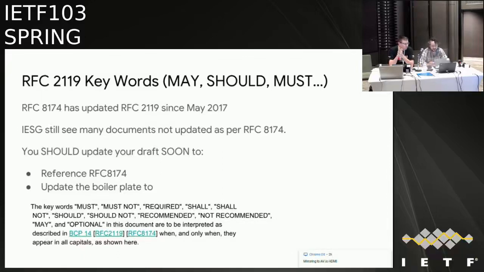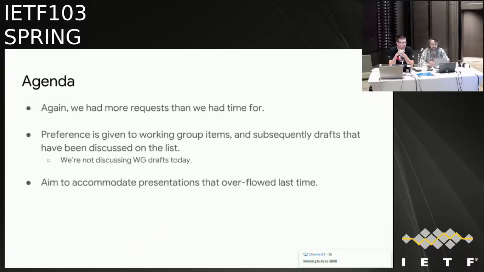A bit of information on the agenda. Again, we had significantly more requests for time than we have time in the meeting. I think this time it was something like 200 minutes for our 2-hour slot. This means that we have to disappoint a bunch of people and say that they can't present at the meeting. Our preference is generally given to working group items if they have been through some update. We've got no working group items on the agenda today because there was no update on those during the interim period between meetings. That's kind of disappointing.